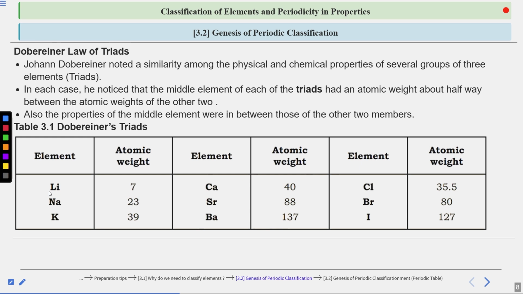Moving on to the next triad, which involves calcium, strontium, and barium. Again, do the same thing. Add the atomic weights of calcium and barium. Remember, you have to add the atomic weights on either side, not the middle one, like your strontium here. The same goes for chlorine, bromine, and iodine. Now you can try and calculate the average by yourself. You will get the atomic weight equal to the middle element in each of these. Like the first triad, you will get the weight of sodium. Second, you will get that of strontium, and the third one, you will get that of barium.